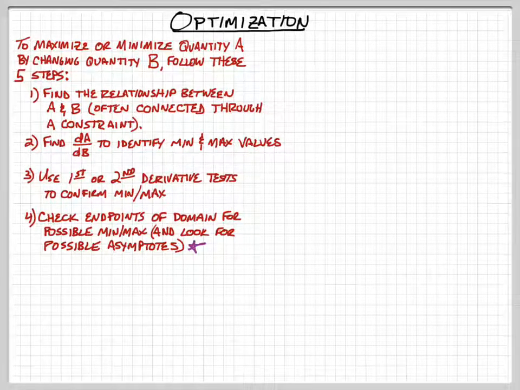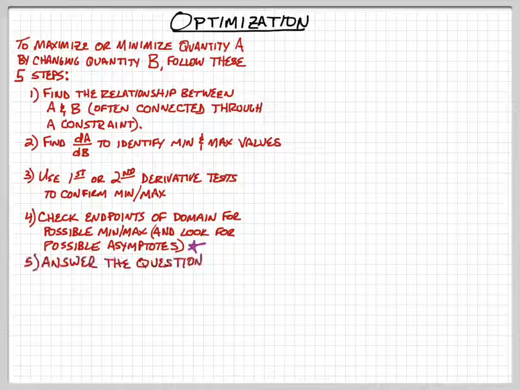Now, to be honest, this particular point is specific to when you are given a restricted domain. This isn't something that you're generally going to do for every single optimization problem, but it is a good one to include as you are going through the process. And then finally, the fifth step is to basically answer the question. All right, so let's get started.